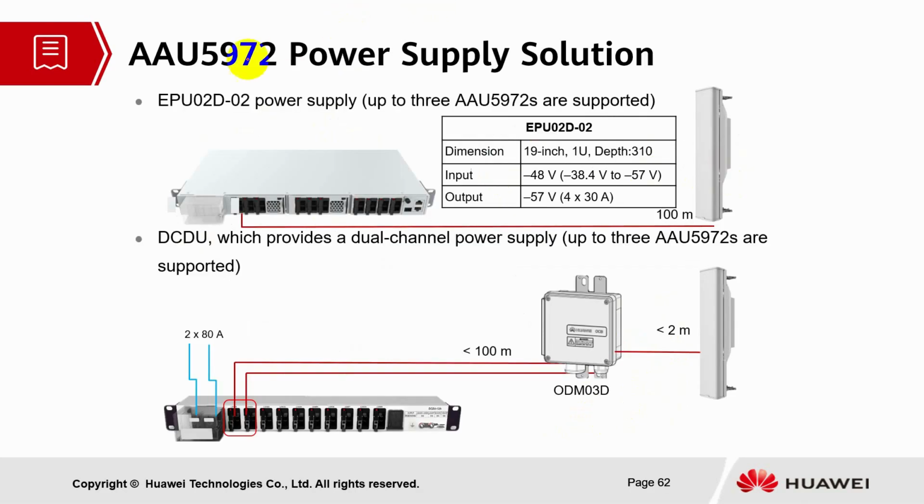For the AAU 5972 power supply solution, we are using the EPU02D02 power supply module, which can give power to up to 3 AAU modules of 5972. So this is the EPU02D02 module. So this is the EPU module, and this is basically referring to AAU 5972. So the length is about 100 meters.